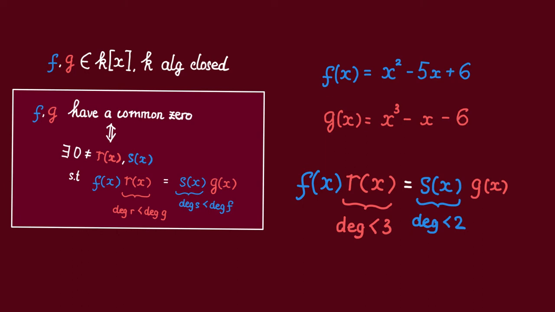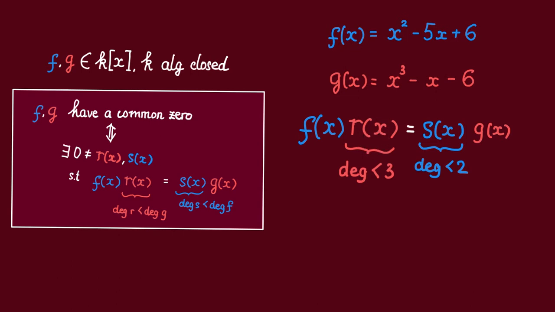But I want to use this example to illustrate a way of rephrasing this criterion. And at the end, we'll see that the new rephrased criterion is going to give us that these two polynomials do have a root, just as we expect. Alright, so this criterion says that f and g have a root if and only if there exist polynomials r and s of degree less than degree of g and degree of f respectively, such that f times r is equal to s times g.